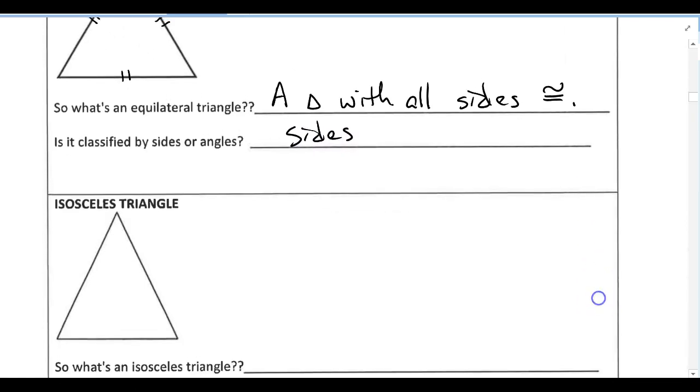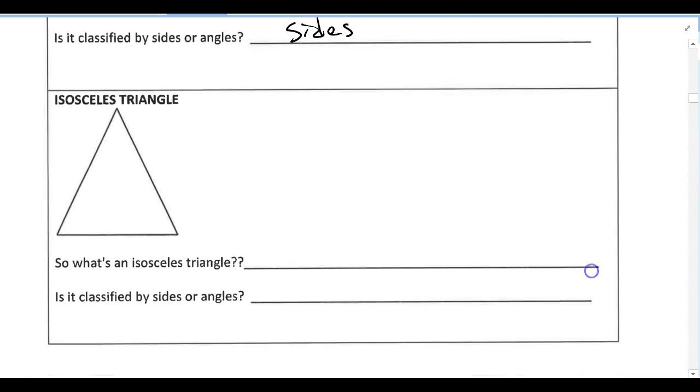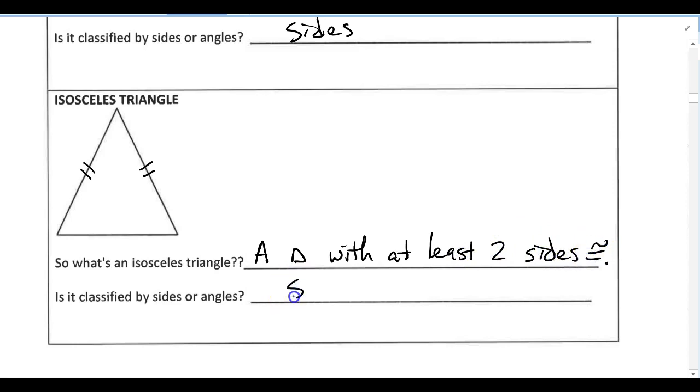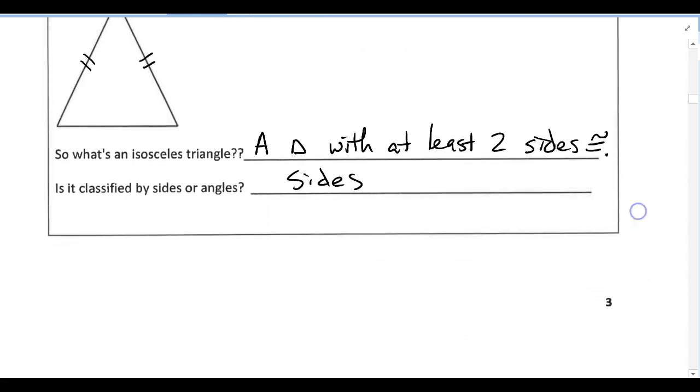Then moving on, we have isosceles. So I'm going to mark with tick marks again. Notice I've marked two of the sides congruent, so an isosceles triangle is a triangle with at least two sides congruent, and again we are classifying by sides.